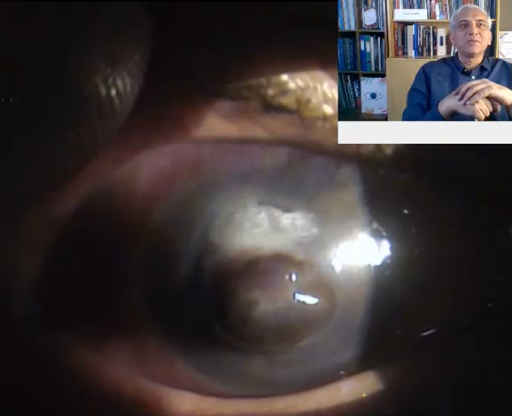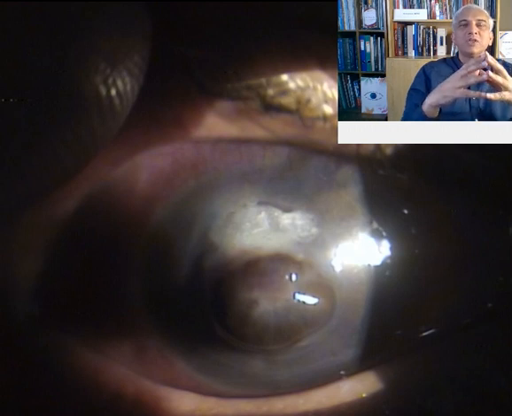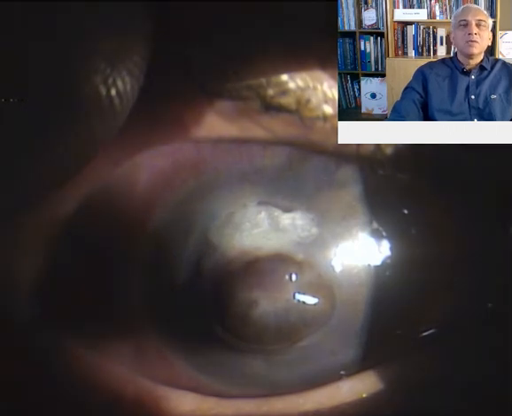And today we are going to talk about a very grave condition of the eye in which you actually get perforation of the cornea. This happened in this patient because of a corneal ulcer which could not be completely healed, and it led to that perforation.